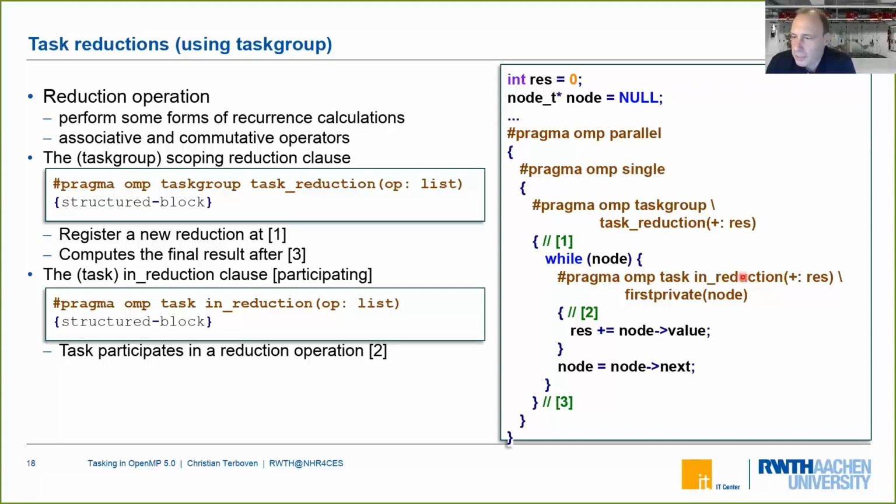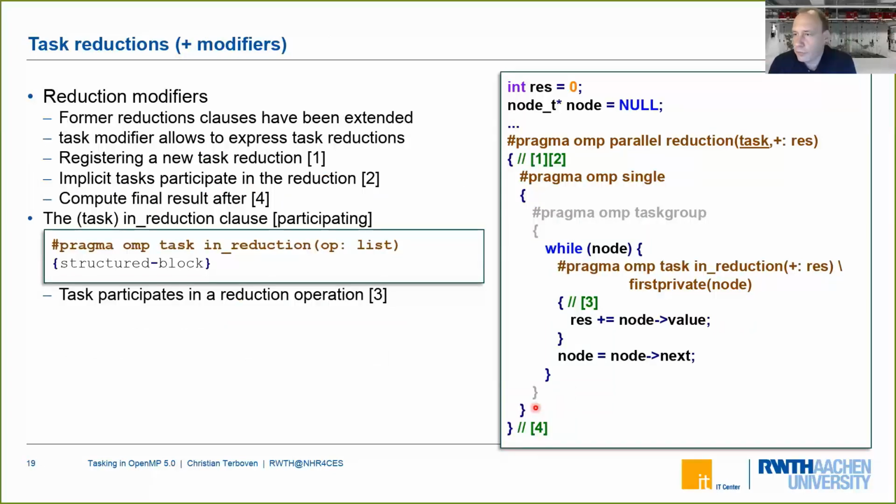So option one is, with a task group, to register a variable with a task reduction and then use an in_reduction clause on each task. And here at point 3, at the end of the task group, it's well defined that the reduction has been completed.